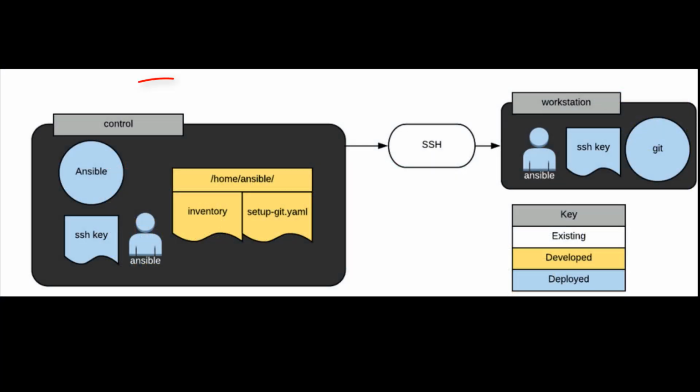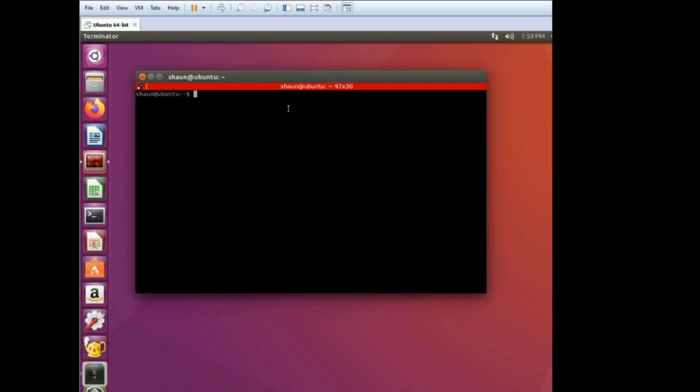We have one device configured as my control server and another node that's going to be controlled called Workstation. So let's install Ansible on the control host. We're going to log into the control host server using SSH.